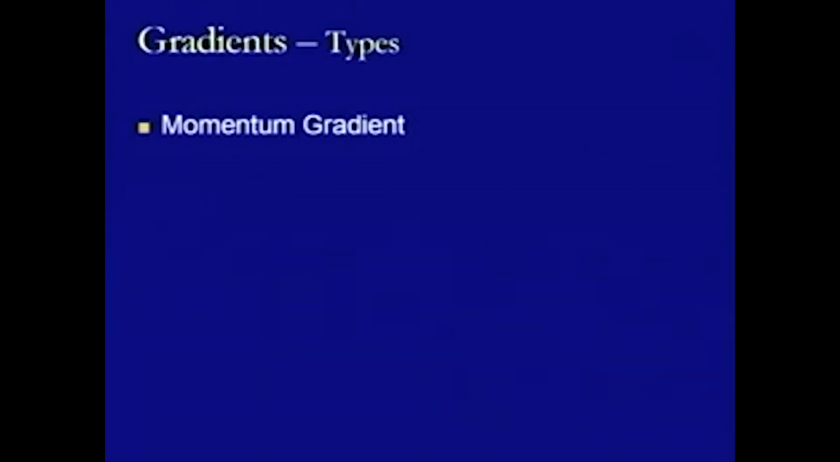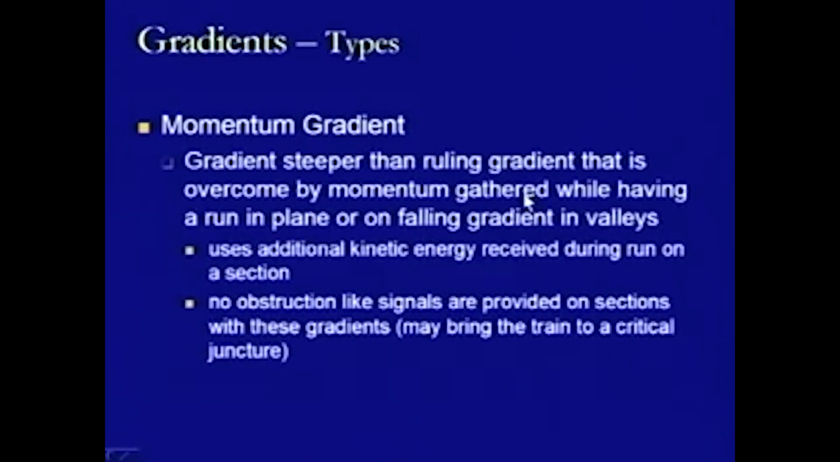So, another type of gradient is a momentum gradient. In the case of momentum gradient, the gradients are steeper than the rolling gradient, and this is overcome by the momentum which is gathered while having a run in plane or on falling gradient in valleys. What happens in this case is that there are certain locations where the rolling gradient will not be helping, therefore, a gradient steeper than the rolling gradient is to be provided.